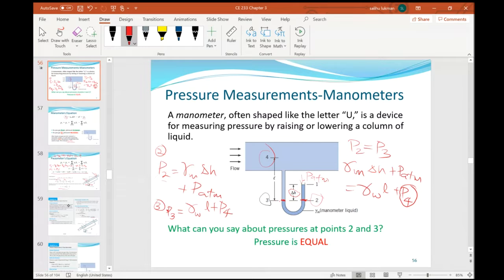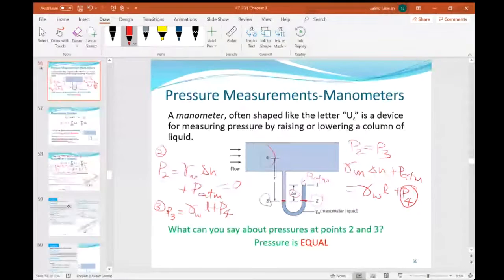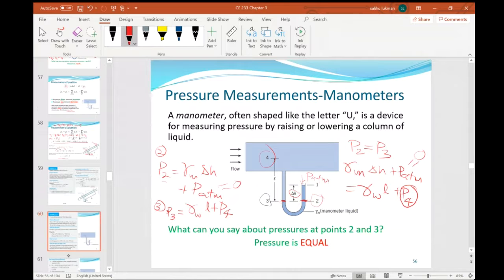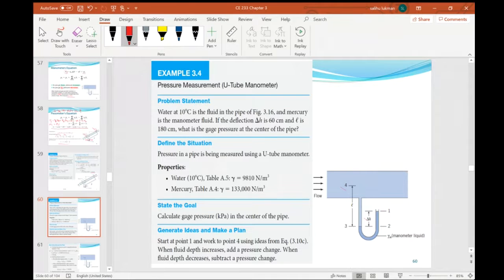P2 is the height of the manometer liquid, which is mercury, plus atmospheric pressure. In the question, they say gauge pressure, so we take atmospheric pressure to be zero. And P3 is the height of water above point 3, which is gamma W L, plus P4. So these two are equal, and we can find P4. Atmospheric pressure is zero because we want to find the gauge pressure, which is the pressure above atmospheric pressure.